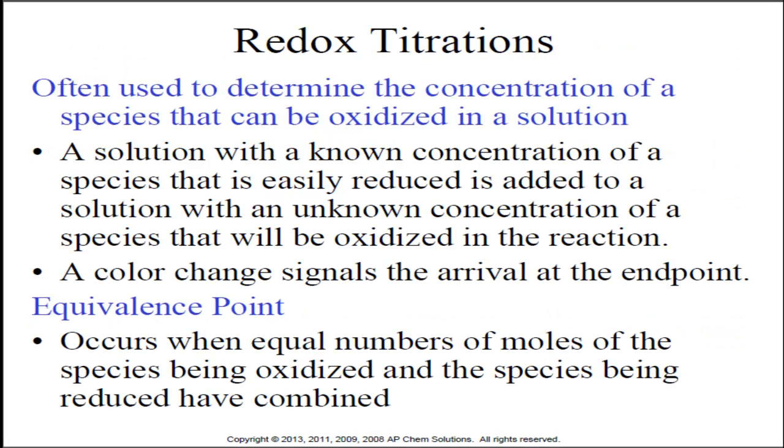You can also do titrations with redox. It's often used to determine the concentration of the species that can be oxidized. So we take a solution with a known concentration that is easily reduced and add it to a solution with an unknown concentration that's going to be oxidized. You are going to have a color change to signal the endpoint, and at the equivalence point, equal numbers of moles of the species being oxidized and the species being reduced will have combined.